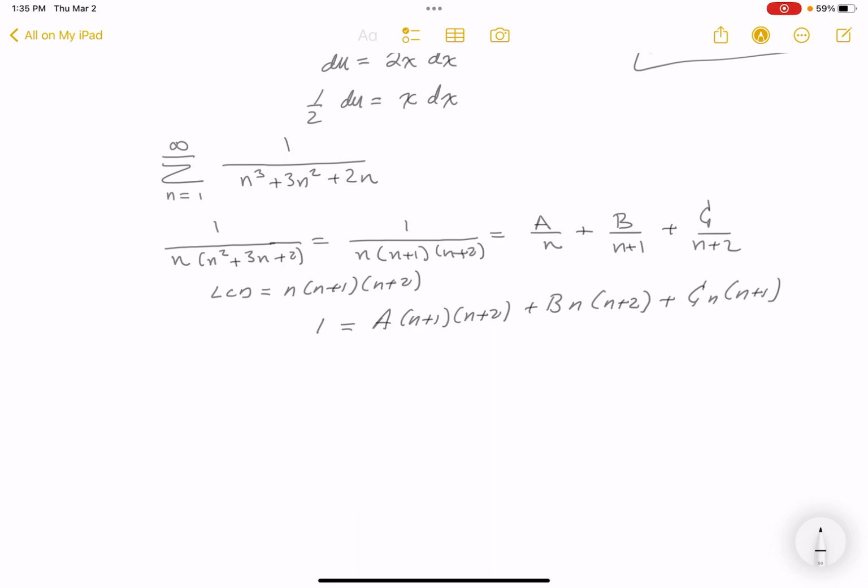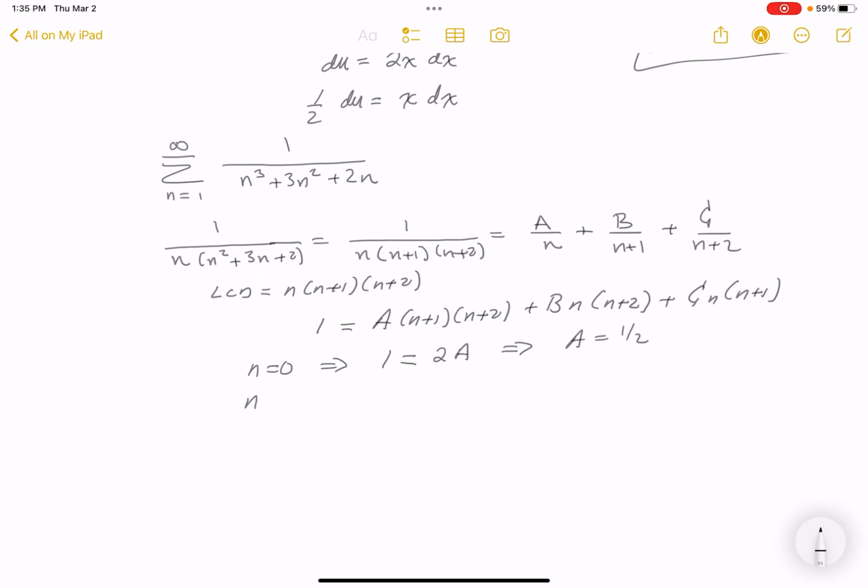Well, I'm going to pick some easy n's. I pick n as 0. What does this give us? It gives us 1. And what do you get there? If n is 0, the second two terms disappear, and the first term just becomes 2a. Relatively simple. I know a is 1/2.